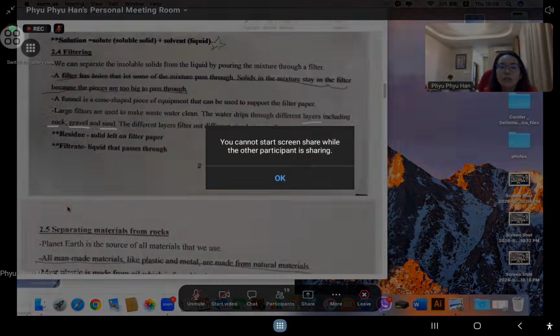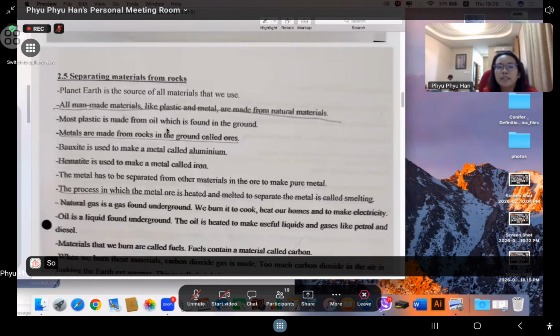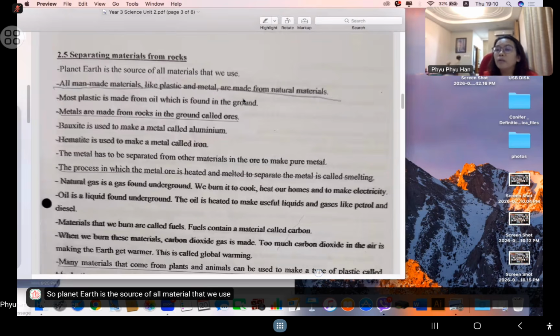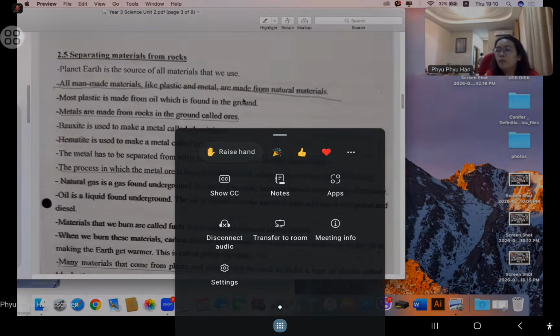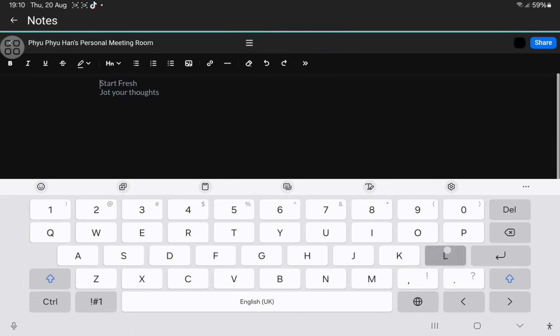Now we go to 2.5. Planet Earth is the source of all material that we use. Where do we get the material? We get it from our planet Earth: the wood, the crude oil, everything. Plastic also we get from our Earth, from the oil which is made into plastic. So planet Earth is the source of all materials that we use.